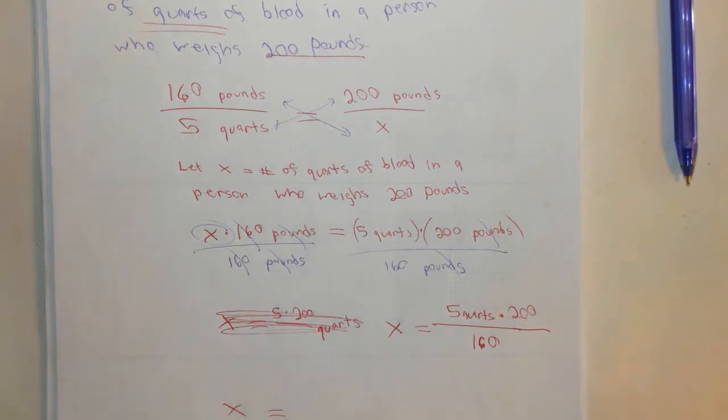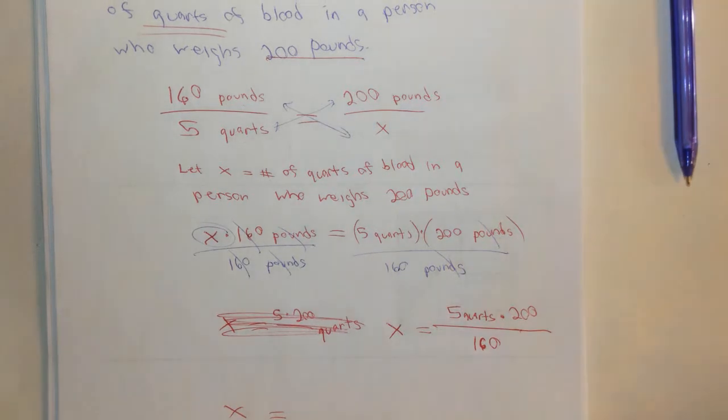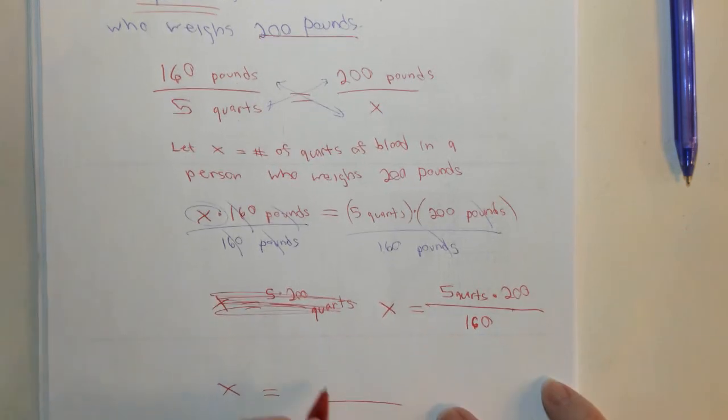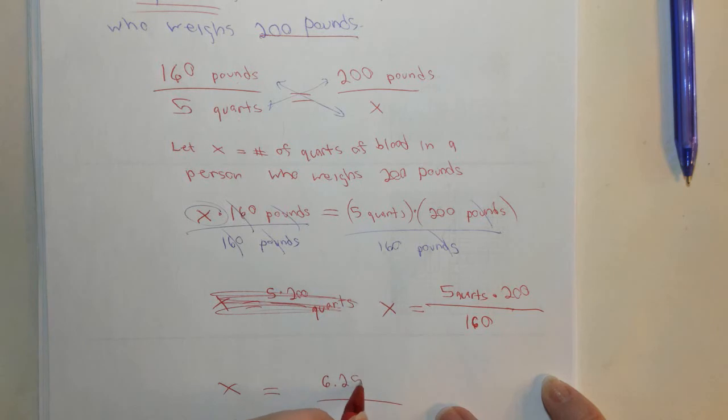Okay, so let's type that in the calculator. So 5 times 200 divided by 160. I got 6.25 quarts.